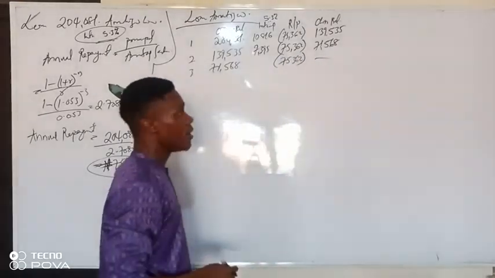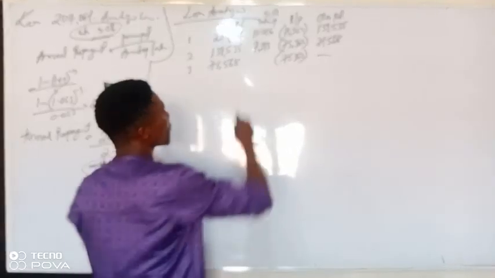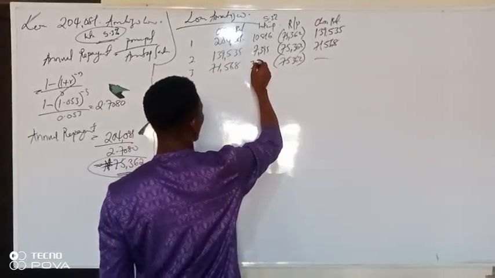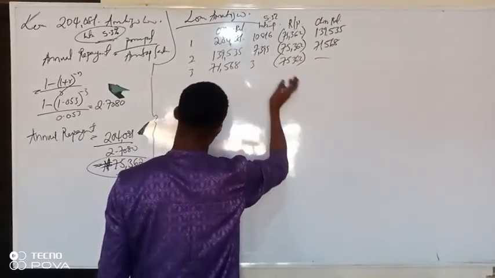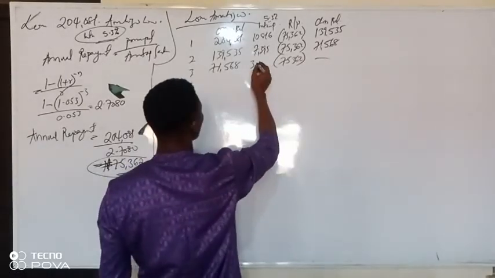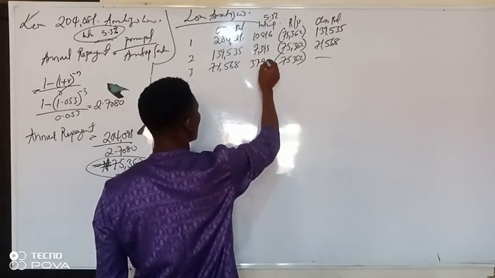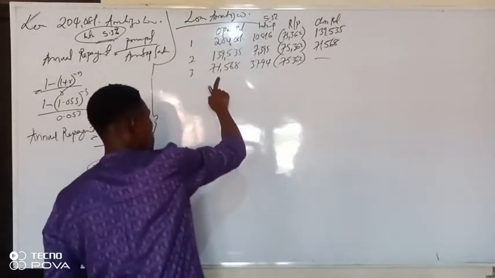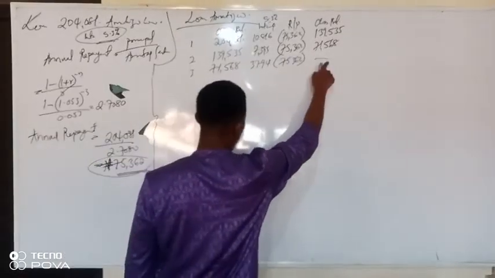What is for year 3? That means the interest balancing figure goes straight away, 3,794. Don't forget the balance figure, because the balance is what you are after. 3,794, like this, have you? Yes, sir. Yeah, this or this, and on this, what is this? Cash.